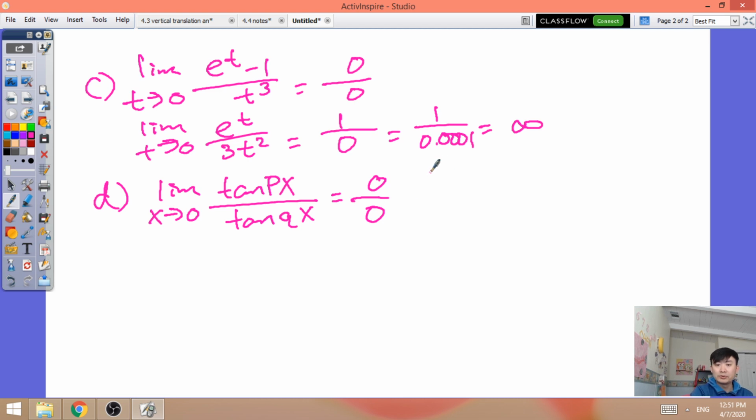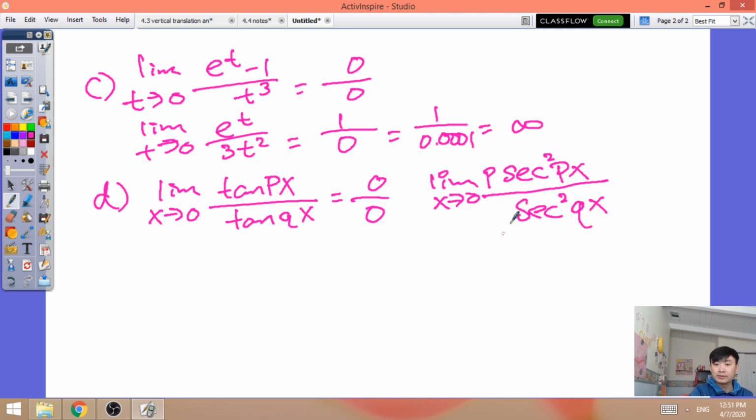And now using L'Hopital's rule, limit as x approaches 0, the derivative of tangent of px is secant squared px, but don't forget about the chain rule, so times p. And then the derivative of tangent of qx is similar, secant squared of qx, but don't forget about the inner function qx. The derivative of qx is q. So secant of 0 is 1, so 1 squared is 1. Same thing happened down the bottom, so we are left with p over q. And that's going to be the limit.